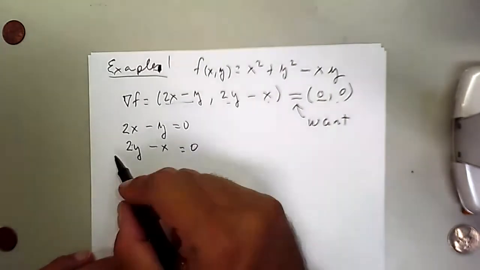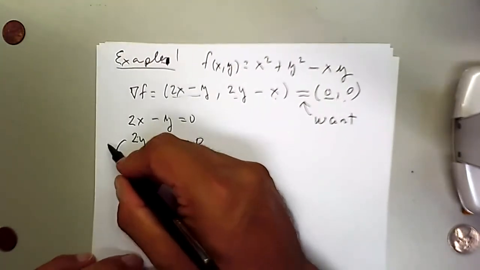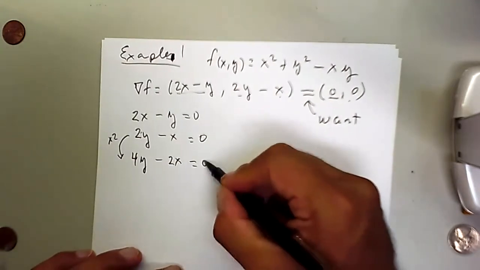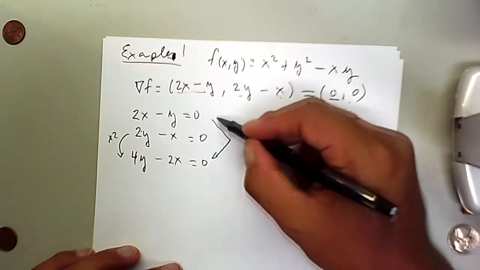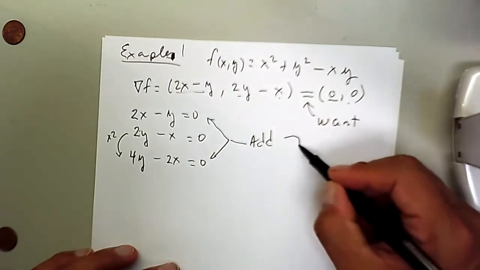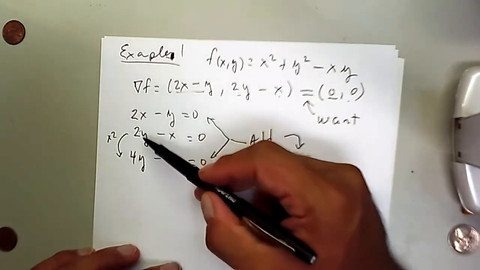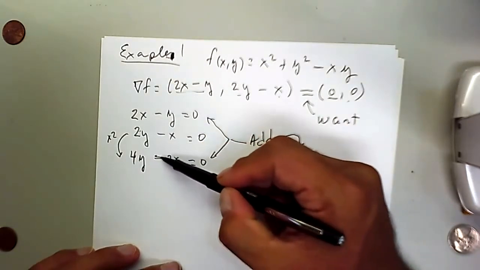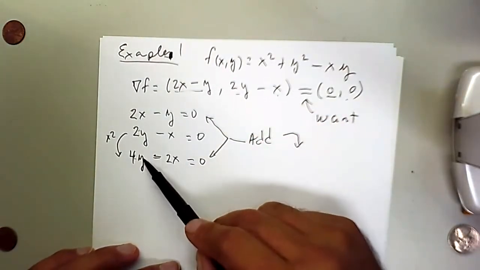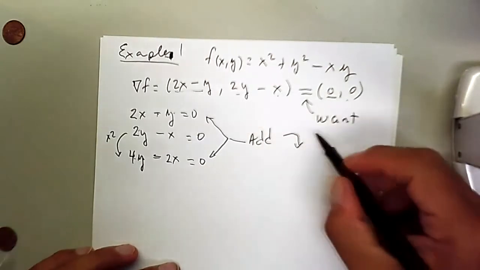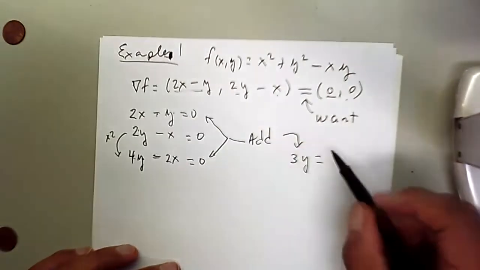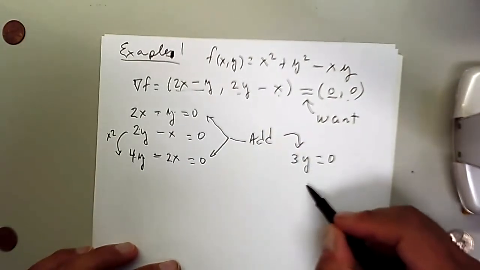We can multiply this equation by 2. So we end up with 4y minus 2x equals 2 times 0. And then we can add those two equations. And let's put the result over here. So 2x, and then we're going to add negative 2x, so the x's cancel off. And then 4y, we're going to add negative y, so we end up with 3y. 3y equals 0 plus 0, so 0. And then we can divide by 3. So y has to be 0.